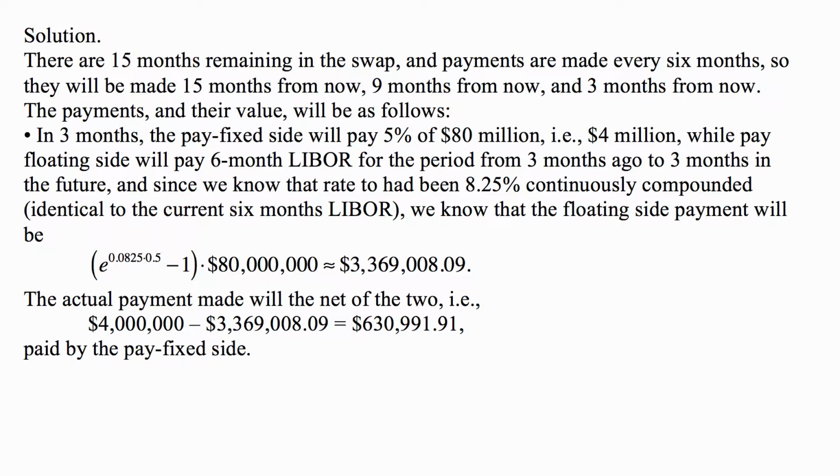And of course the actual payment made will be the net of the two. And since the fixed side pays $4 million and the floating side pays this, the net will be $630,991.91 paid by the pay fixed side, received by the pay floating side. So it's a positive value to the side that is short this swap. And we are calculating this for that party, which is short the swap.